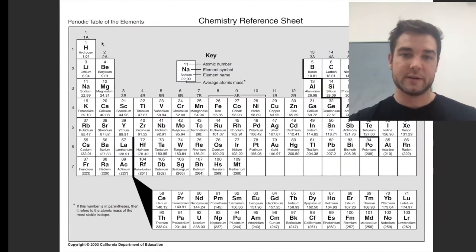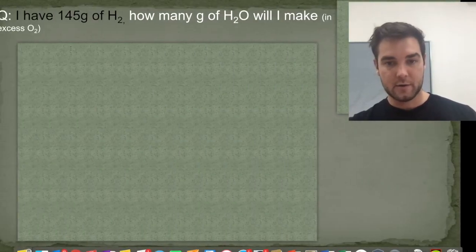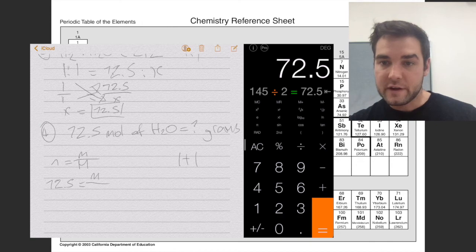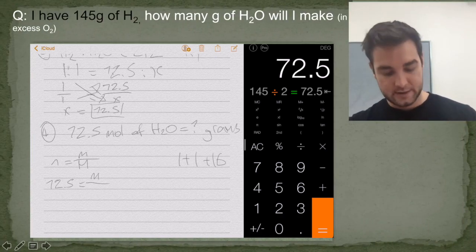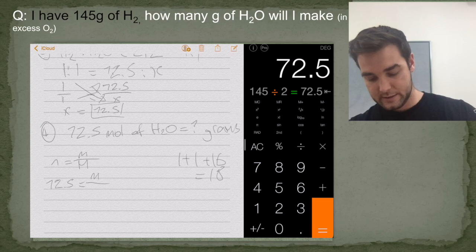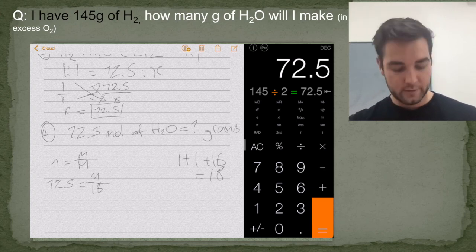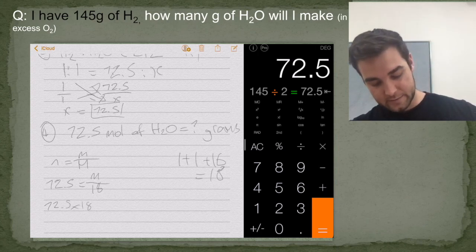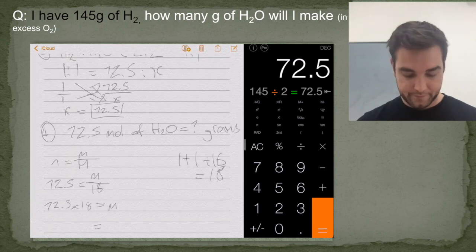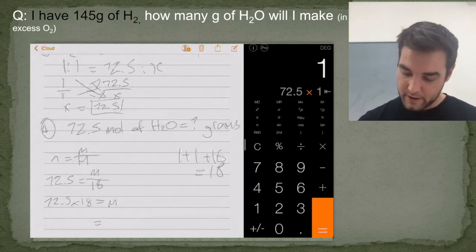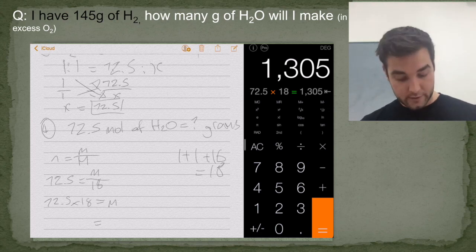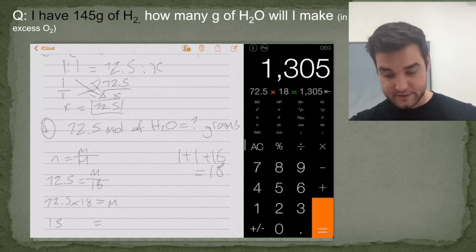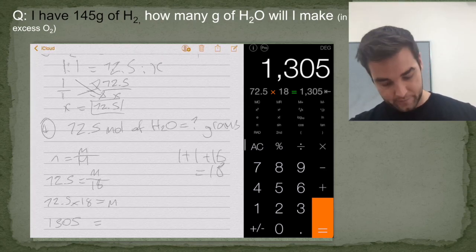Well, let's go to our periodic table. We've got 2 hydrogens, so 1 hydrogen plus another hydrogen is 1 plus 1. Our oxygen here is 16, so it's 1 plus 1 plus 16. That's clearly 18. Let's put that in: the molar mass of water is 18. So that's algebraically 72.5 multiplied by 18 equals mass. And remember, molar mass is in grams, so your answer also needs to be in grams.